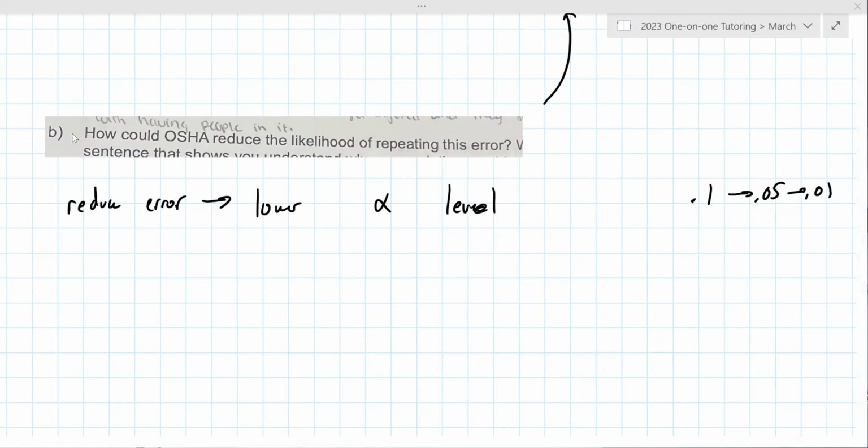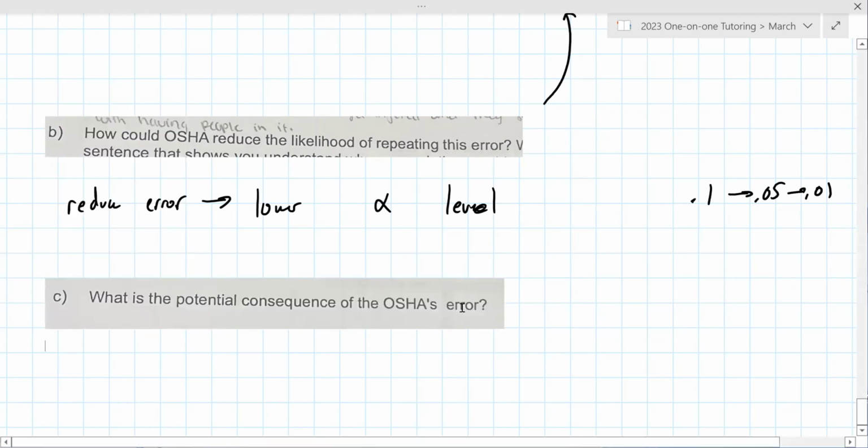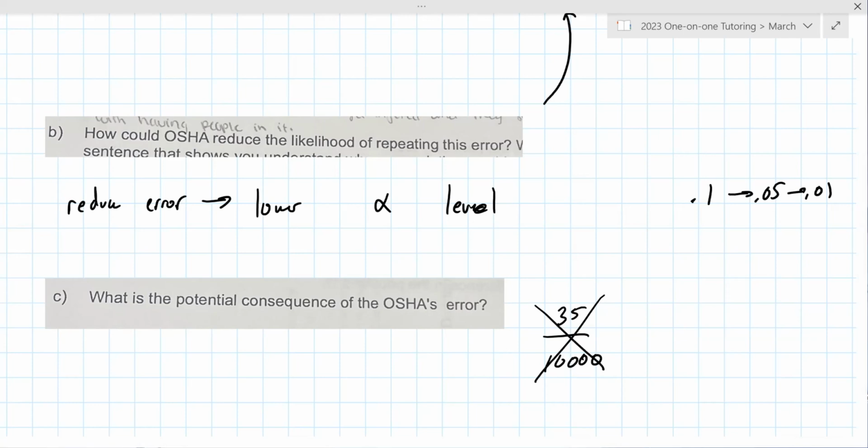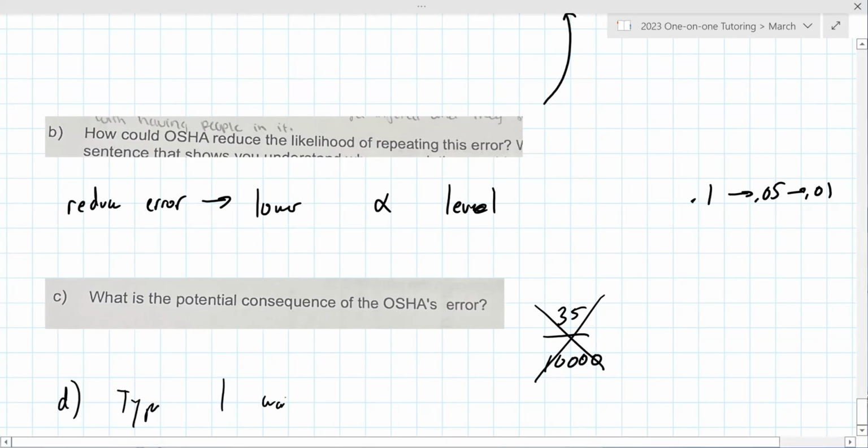So we can actually answer part C reasonably well in this problem. I think the claim here is that there's more likely to be an injury. They're saying there are more than 35 out of 10,000 people that are going to get injured, but it's actually false. So they're saying there's a problem when there isn't a problem, and that's what you want to convey here: okay, there's a problem, but it's not actually a problem. And for D, it's always the case that type 1 is worse. Always.